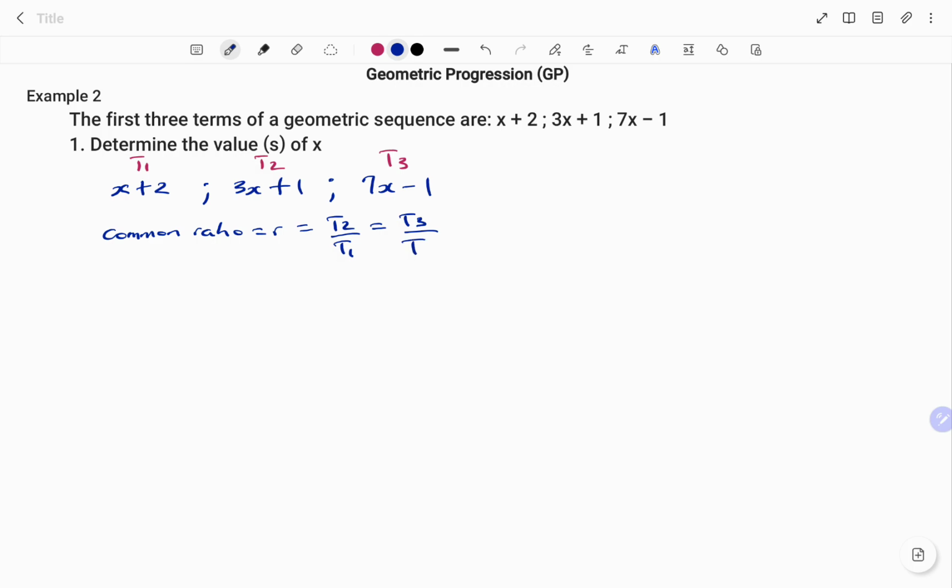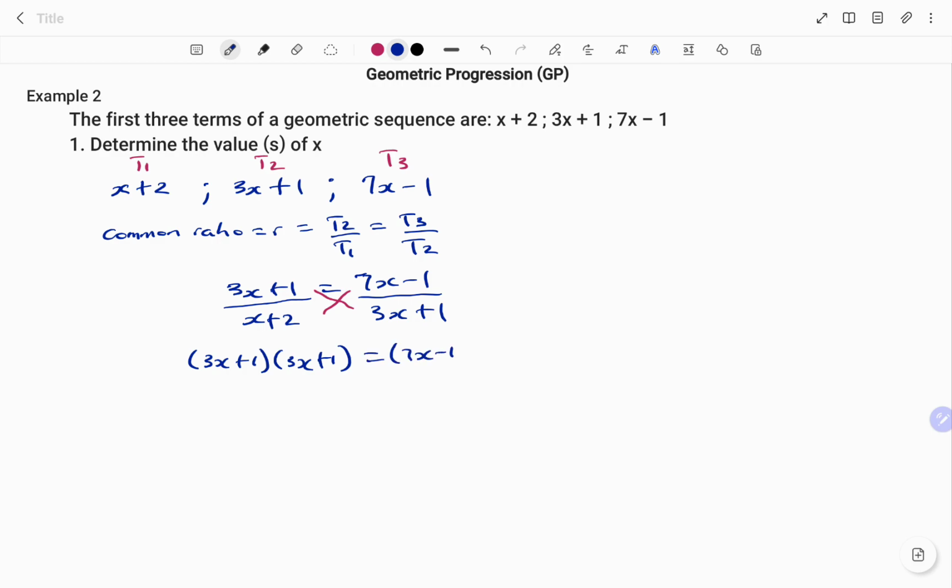To find my common ratio, I know that my T2 over T1 must be equal to my T3 over T2. Slotting in the values, we have T2, which is 3x plus 1, over T1, which is x plus 2, equals T3, 7x minus 1, over T2, 3x plus 1. To make it a linear equation, I'm going to cross multiply. If I cross multiply, I'm going to have 3x plus 1 times 3x plus 1 equals 7x minus 1 multiplied by x plus 2.